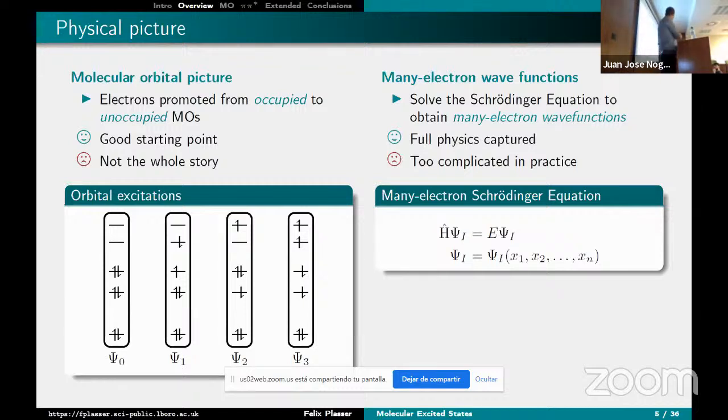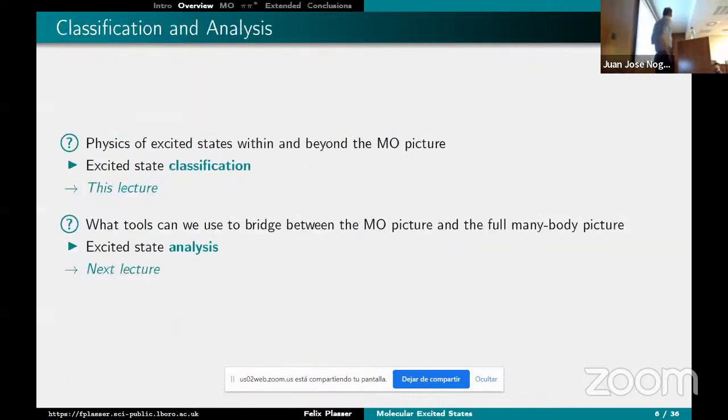So in this picture, we capture the full physics, but we can't deal with this really complicated object in many-electron wave functions. And then the question is, what is there between those two areas where we can actually learn something about excited states? So in this talk, I want to talk about the physics of excited states.